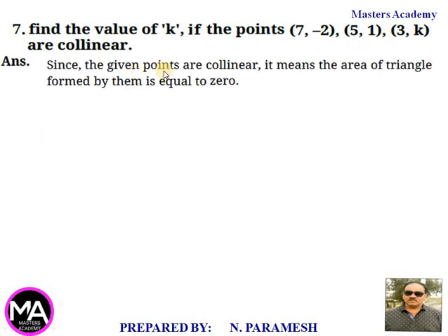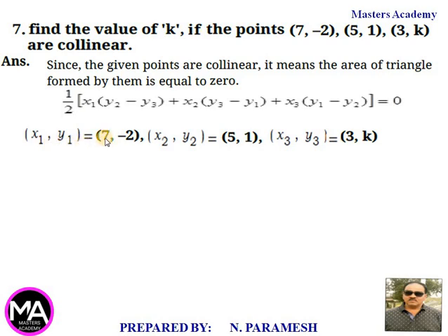Answer: Since the given points are collinear, the area of the triangle formed by them is equal to 0. So 1/2 [x1(y2 − y3) + x2(y3 − y1) + x3(y1 − y2)] = 0. Here (x1, y1) = (7, −2), (x2, y2) = (5, 1), and (x3, y3) = (3, 4).